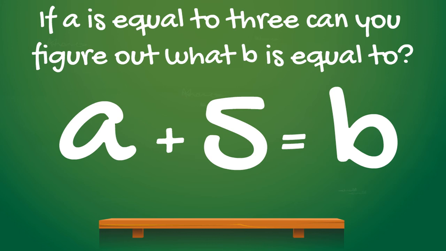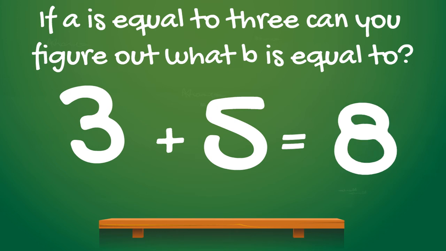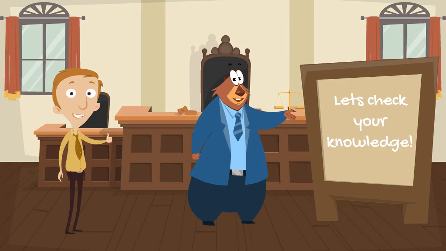Same as before, a is equal to 3, so we're just going to put that in. 3 plus 5 is equal to, well, 8. So b is equal to 8. And that's the start of algebra. Let's see how much of that you followed. We're going to ask you 3 questions, 3 different levels of difficulty, easy, medium, and hard. See how many of them you can solve.